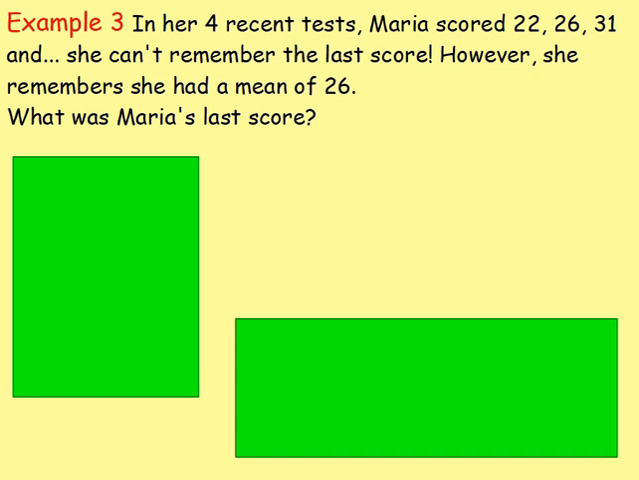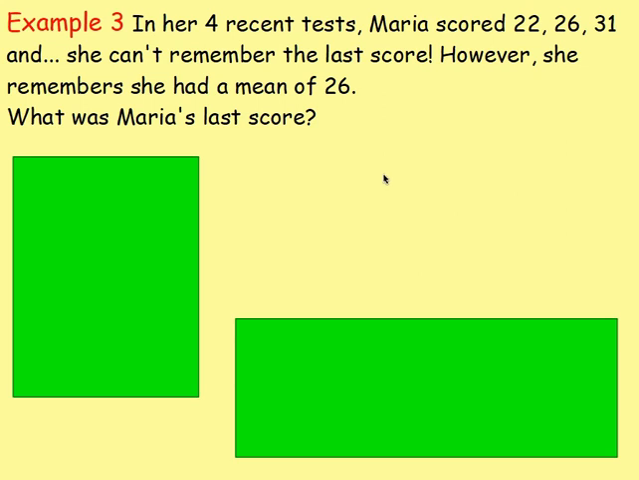Example 3, in her 4 recent tests, Maria scored 22. Woo! 26. Woo! 31. Woo! And Maria can't remember the last score. However, she remembers she had a mean score of 26. So what was Maria's last score?